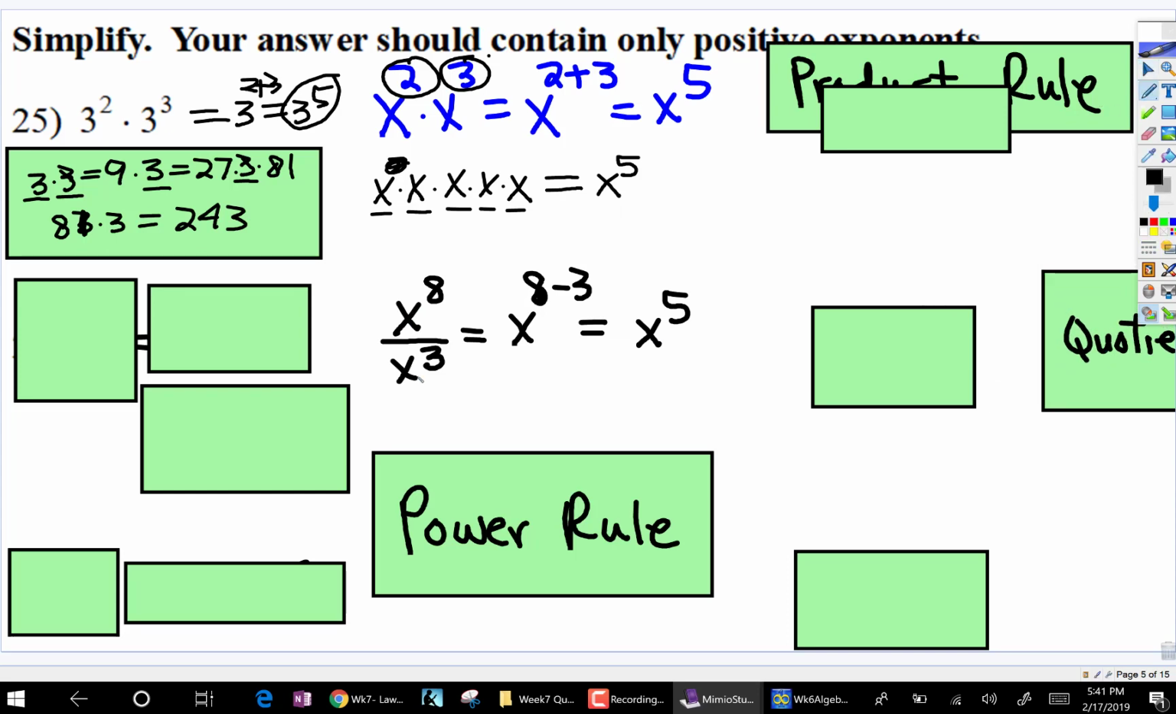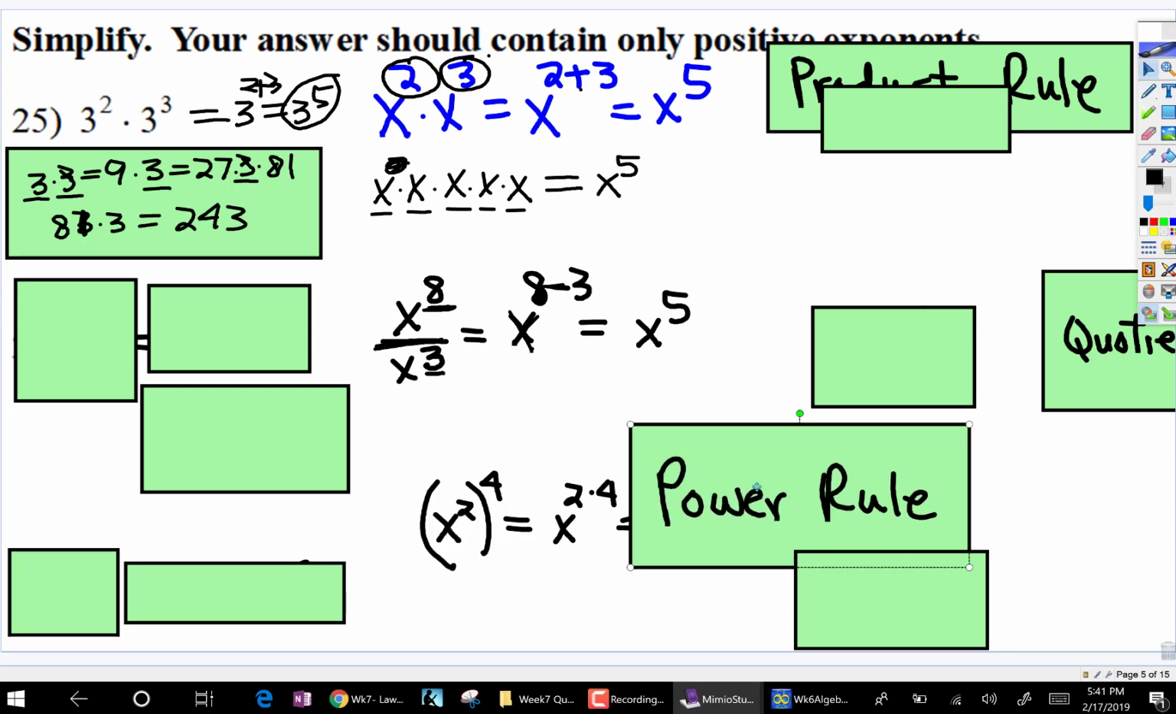All right, the quotient rule. When you divide powers of the same base, up here when you multiply powers, you add. When you divide powers, you subtract. And it is really important to write it just like this: when you see two things being divided and they have the same base with exponents, write the base in the numerator, take the numerator exponent, and subtract the denominator exponent.